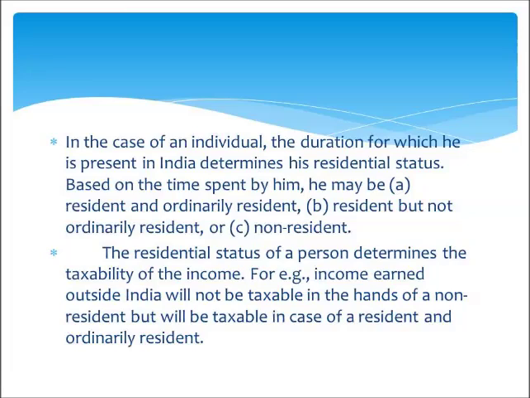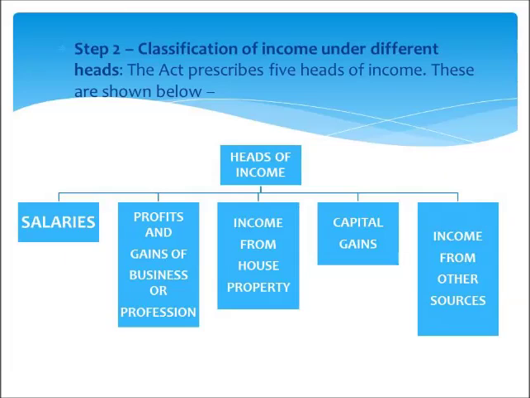After determining the residential status of an assessee, we'll classify the various incomes earned by him during a year into the following five heads. This is step 2 in the computation of total income, that is, classification of income under different heads. When we have determined the residential status of an assessee, the second thing that we will do is divide the various incomes earned by him in a year into these five heads.